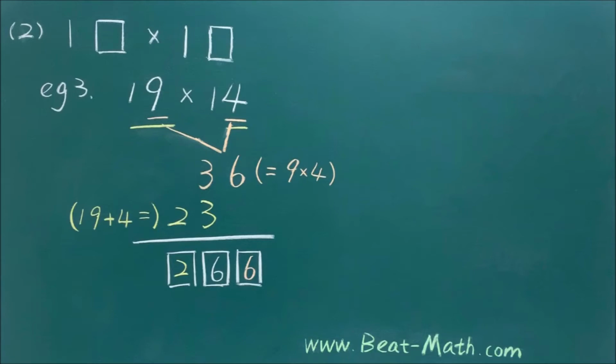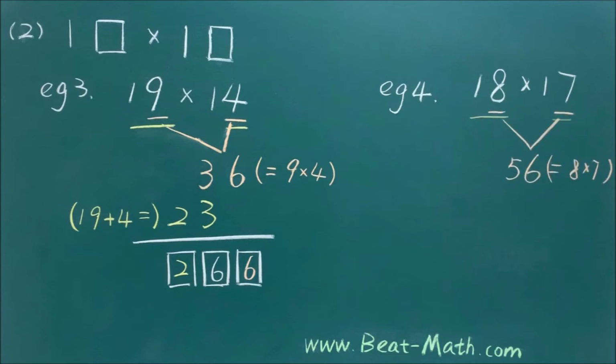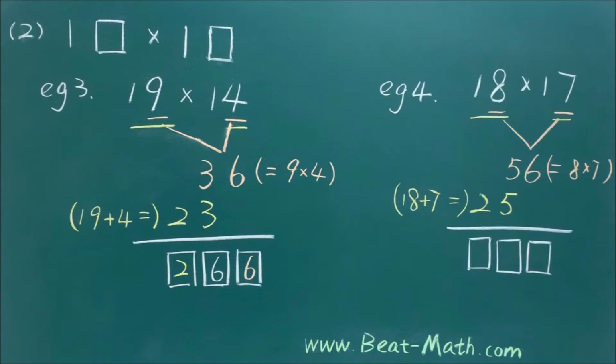Let's look at another example. 18 times 17. Here, 7 times 8 equals 56. Then, 18 plus 7 equals 25. We take the 2 as the first number of the answer, and 6 as the last. But now is where it gets a little bit tricky, because 5 plus 5 equals 10. Where should we put this extra 1? Don't panic. Just add it to the 2 and get 3. So the answer is 306.